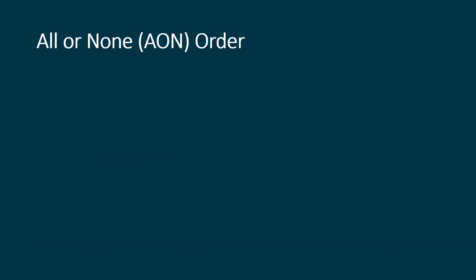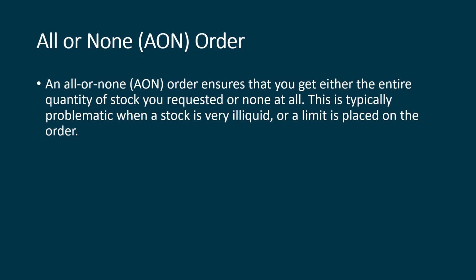We also have different types of all or none, AON orders. All or none orders ensure that you get either the entire quantity of stock, or this is what we use a lot with options. If you're using multiple options at the same time, you want all of them filled or you want none of them filled. So either it all happens or none of it happens. This is typically problematic when a stock is very illiquid. It doesn't trade very much. Or if there are options that don't trade very much. Or a limit is placed on the order.